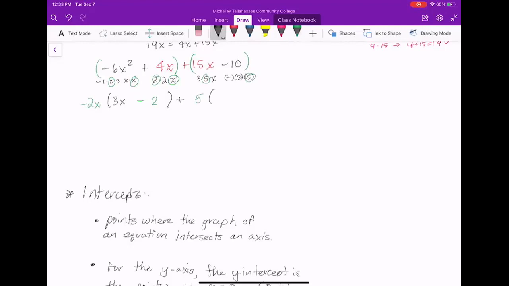And I would multiply 5 by 3x in order to get 15x, and by negative 2 to get negative 10. So these are my two factored groups.